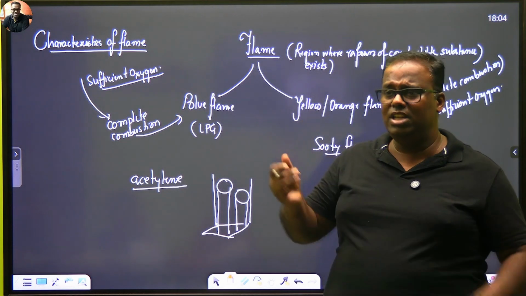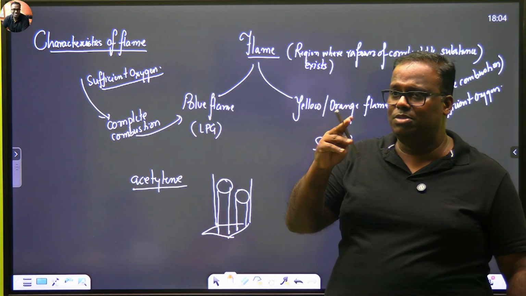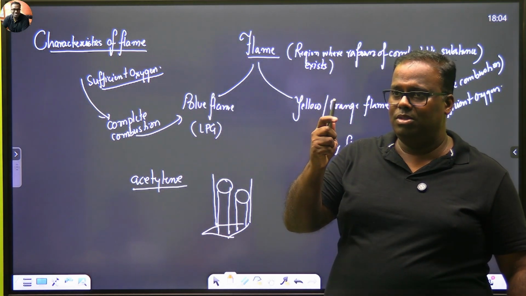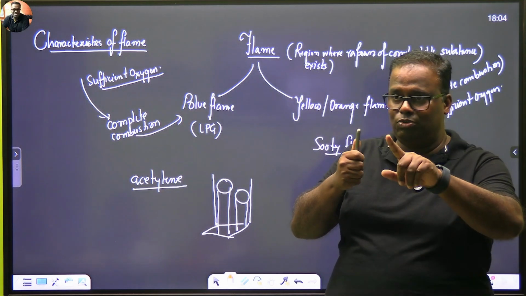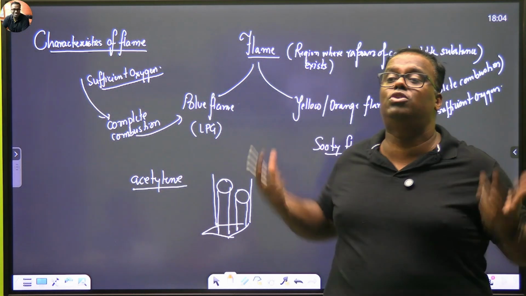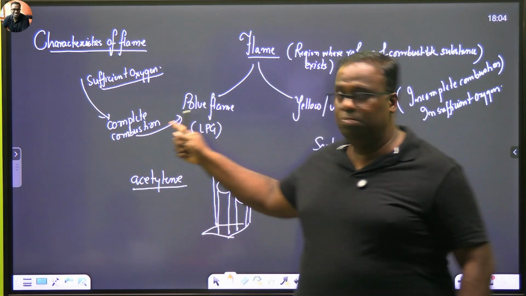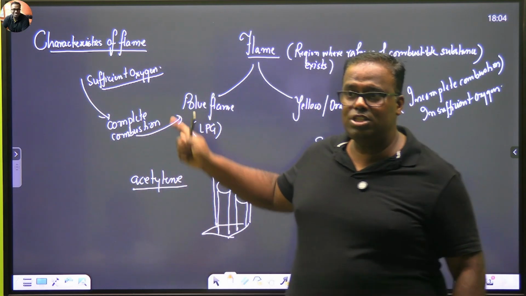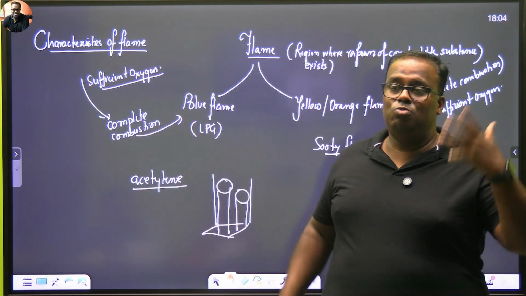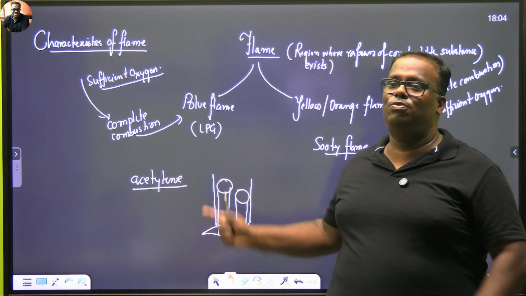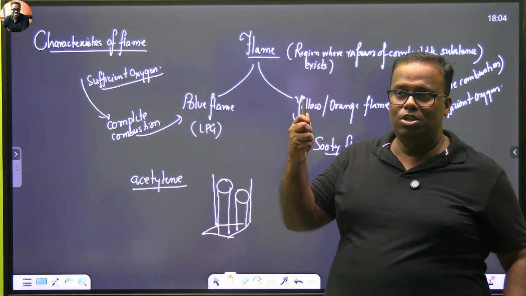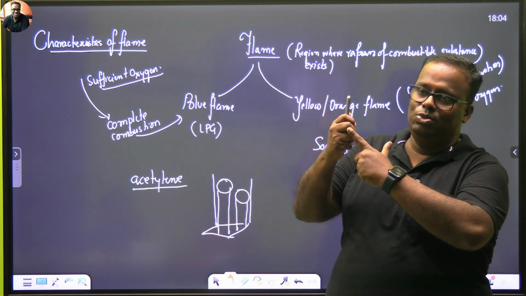Even that is used by goldsmiths sometimes. That time, the amount of heat that it will produce. Now the flame will turn absolutely blue. Blue means complete combustion, sufficient oxygen. So what do we get to know? Atmospheric oxygen was not sufficient for acetylene. So what did we do? We provided additional oxygen to it.